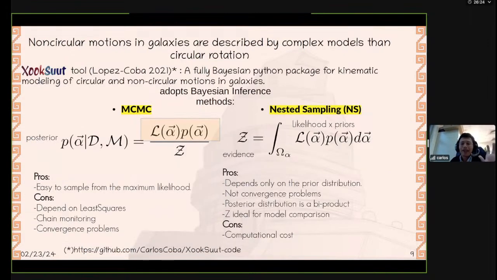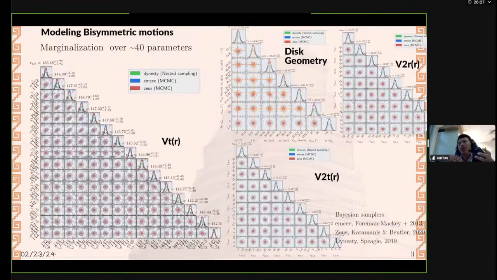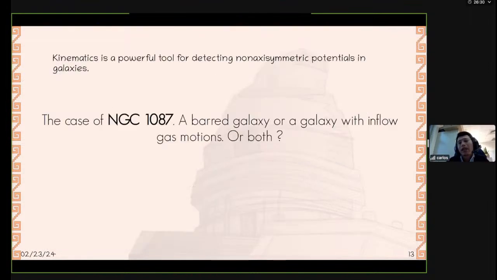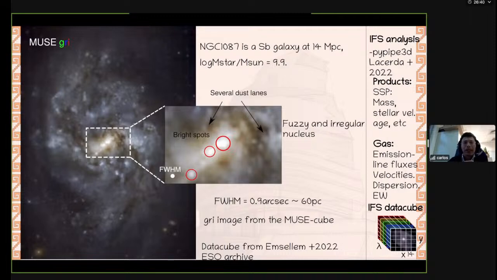But there could be cases in which a bar is not obvious in the optical and might contain some sort of non-circular motion associated to a bar-like structure. This is NGC 1087. This is an SAB galaxy at 40 megaparsecs. This is a galaxy from the nearby universe. And here in the left figure, I show you the continuum image constructed with the gri bands from the MUSE data cube.